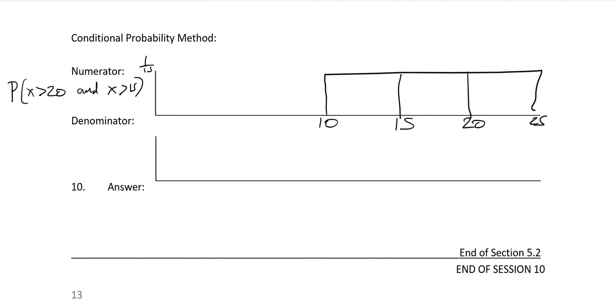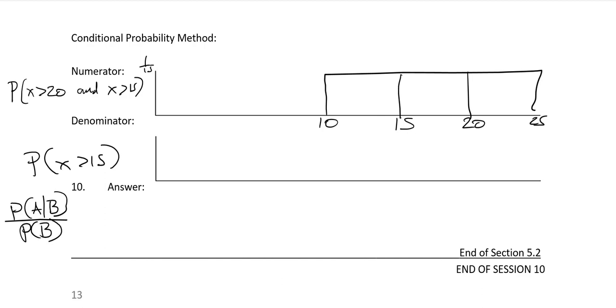So this is my numerator. My numerator is going to be the probability of this and this, where my denominator is the probability of this. Because according to the definition of conditional probability, we have the probability of A and B happening divided by the probability of B happening. So let's just write that out: the probability of A and B divided by the probability of B.